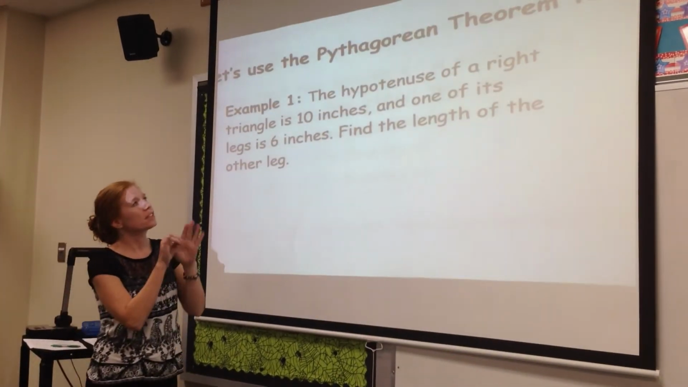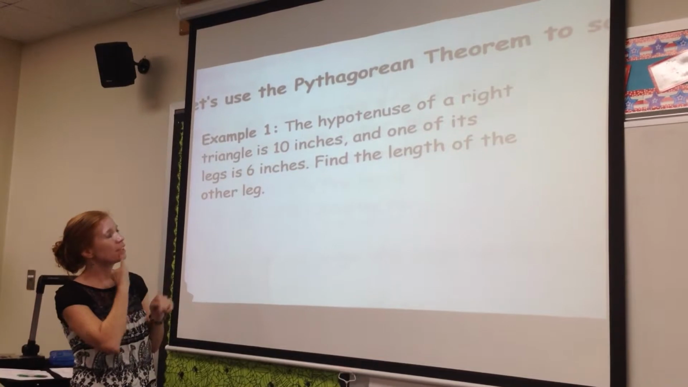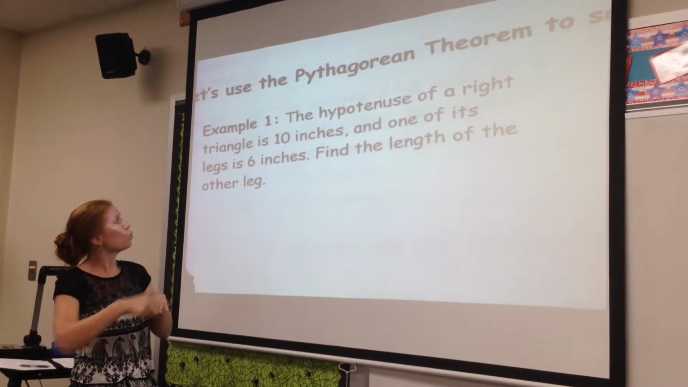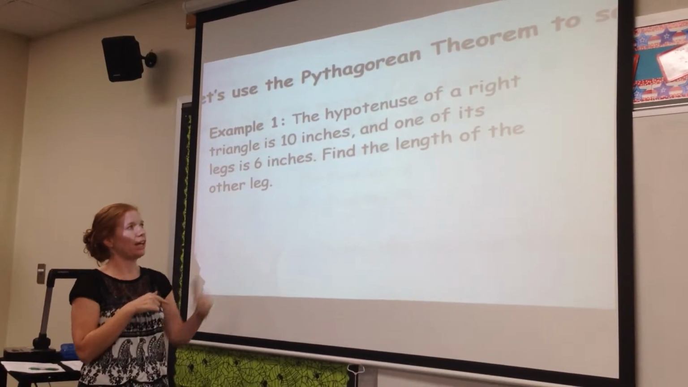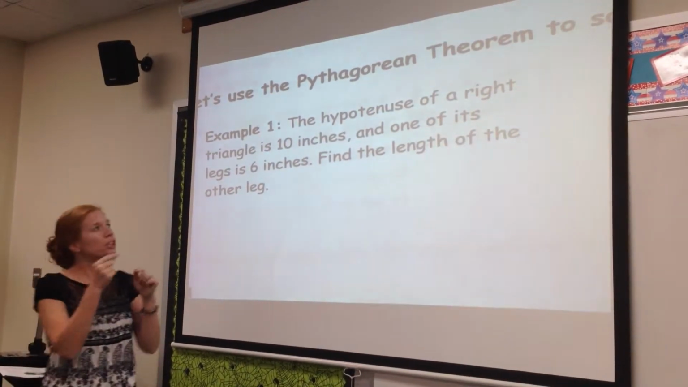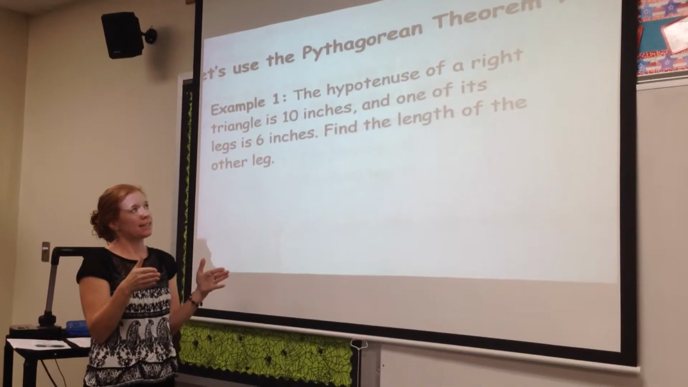Okay, now let's do this example together. It says the hypotenuse for a right triangle is 10 inches and one leg is 6 inches. Find the length for the other leg. Okay, so what I'm going to do is draw my picture and then put down the numbers on the sides.